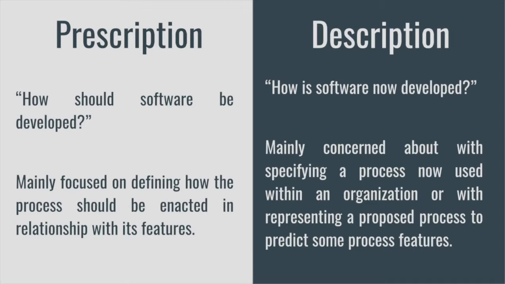And on the other side, we have the descriptive model, which asks the question, how is software now developed? So it is mainly concerned about specifying a process now, which in most cases will be used within an organization, or basically concerned about representing a process or a proposed process to predict some process features.